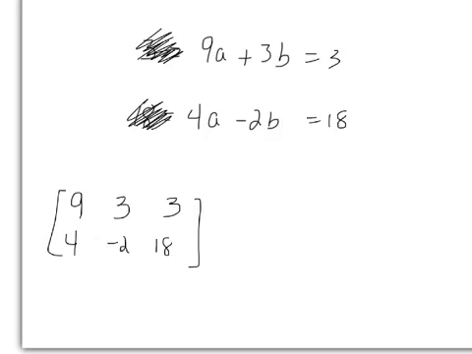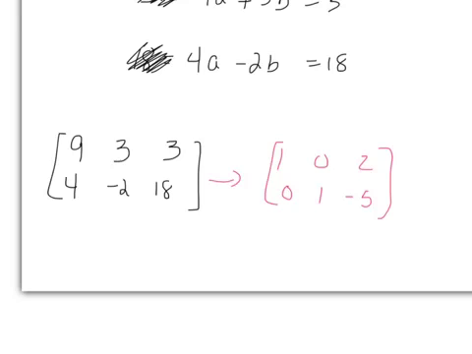And if you do row-reduced echelon form of this, again, something you haven't learned by hand, but you can do in your calculator for now, you'll get a matrix with the results of 1, 0, 2, 0, 1, negative 5. And what this tells me is that the value of A is 2, and the value of B is negative 5.